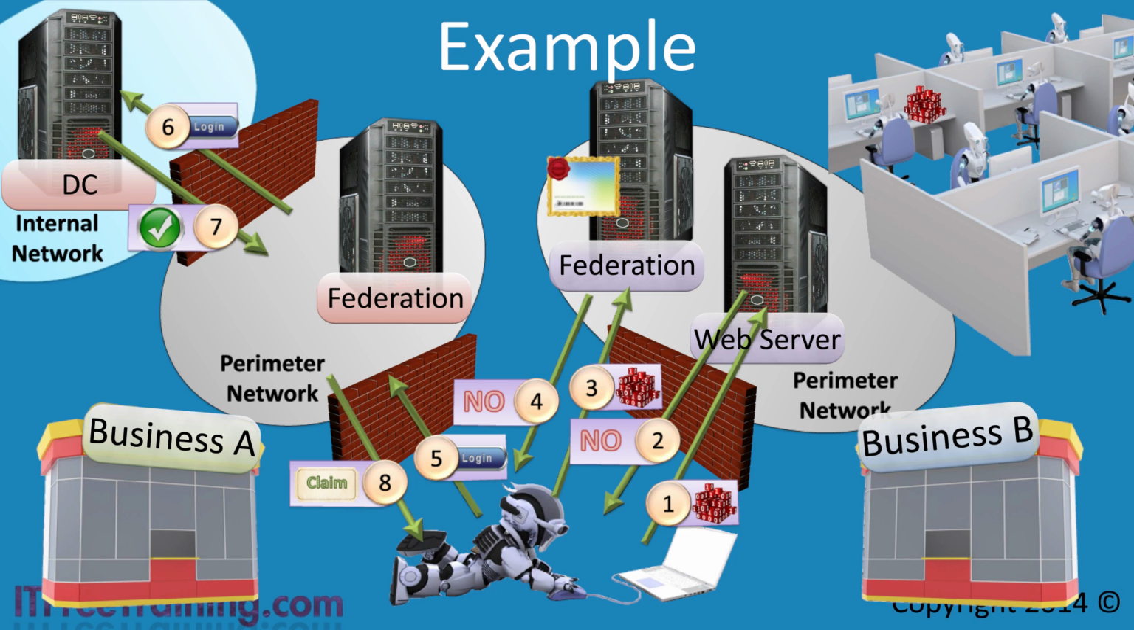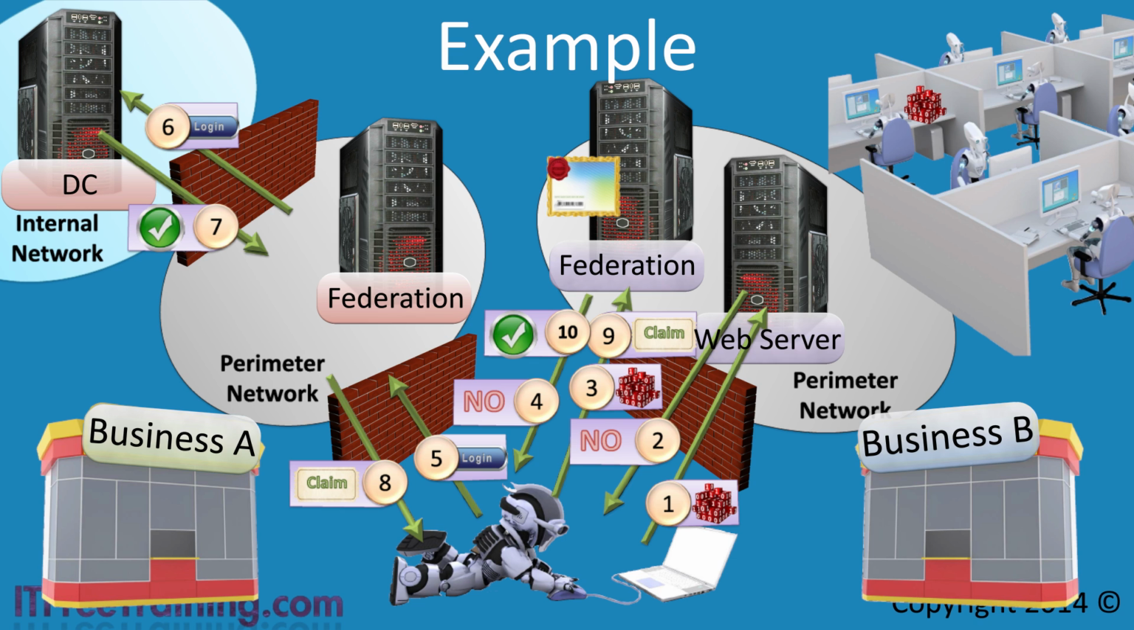The user now has a claim, which has been given to the Federation server in Business B. Since the Federation server in Business B has the certificate from the other Federation server, it can check the digital signature in the claim to make sure that it came from Business A's Federation server. If the Federation server is happy to allow the user access, remember it is still up to the Federation server to decide if they want the user to have access, the Federation server will approve the access.